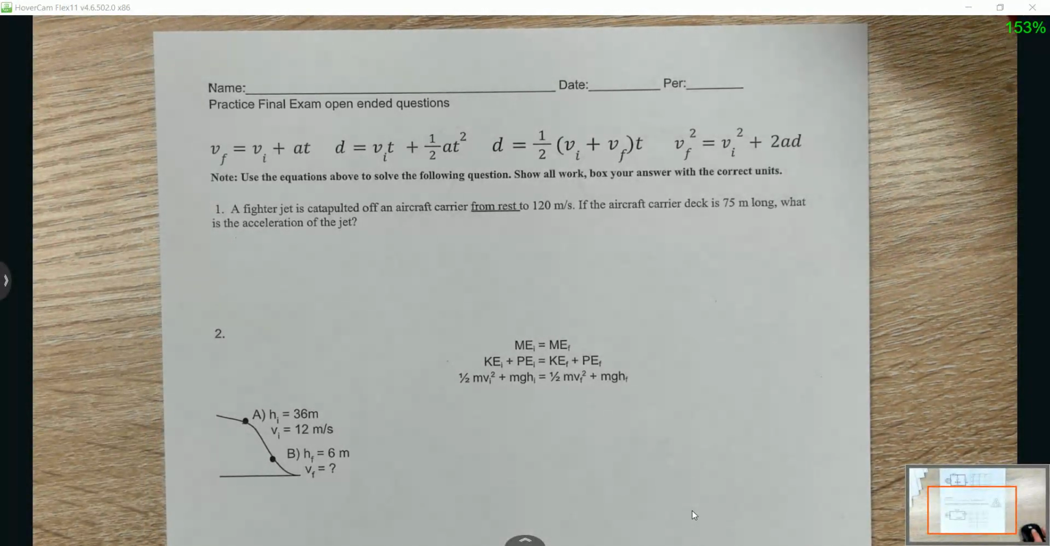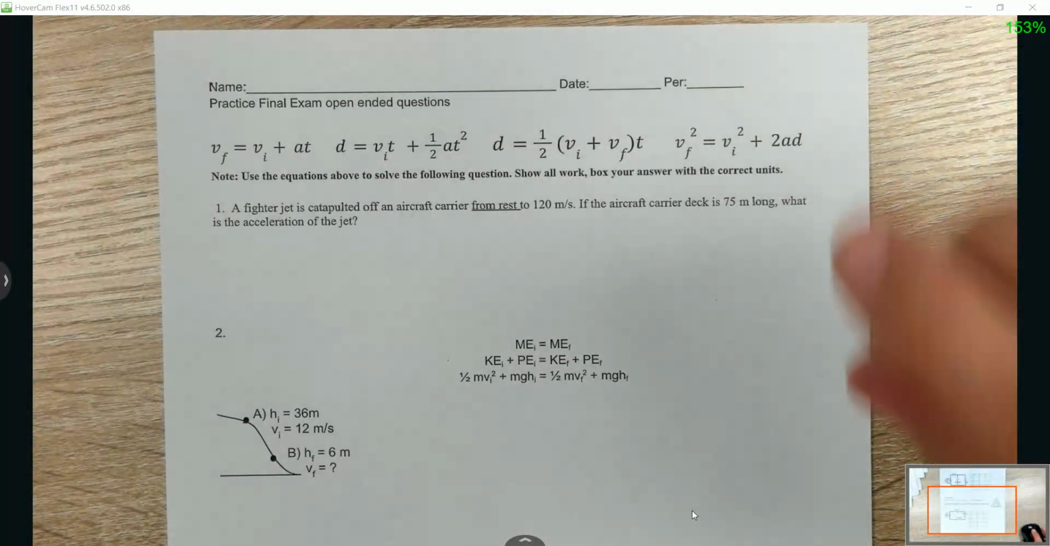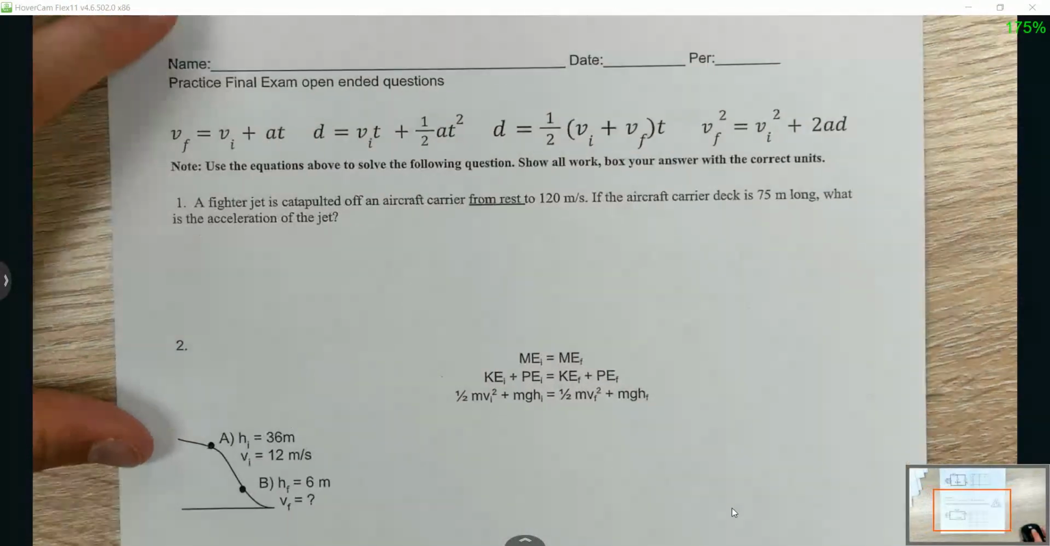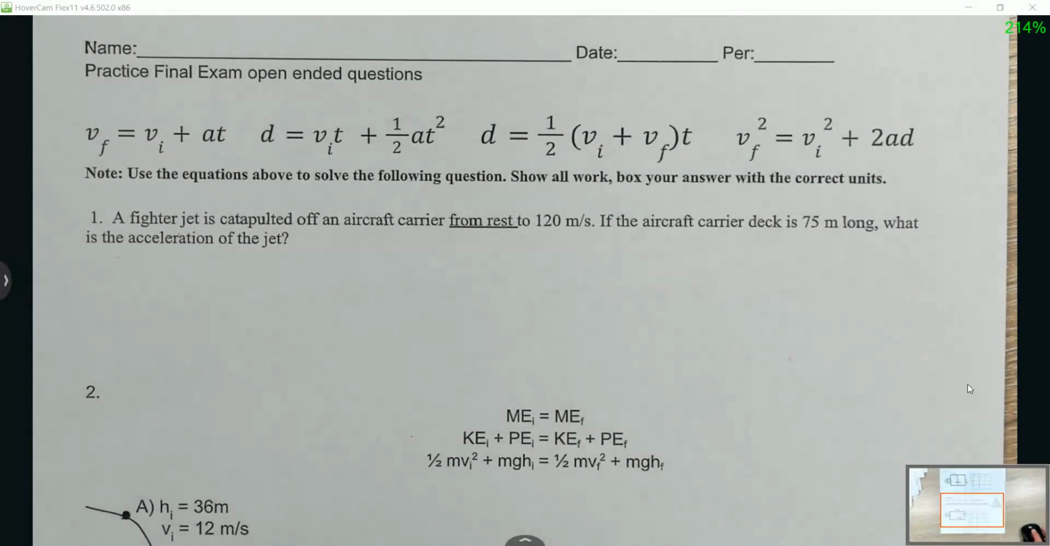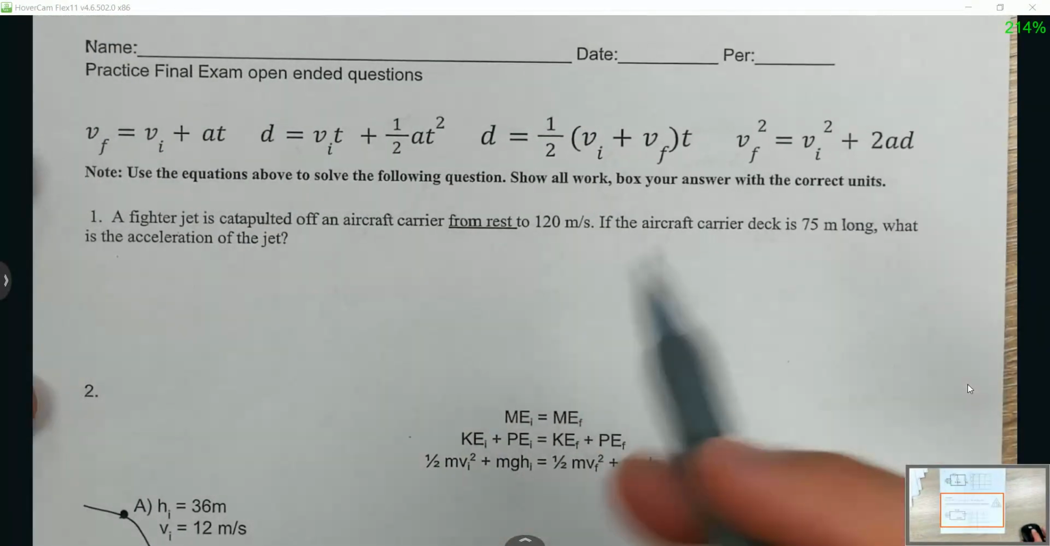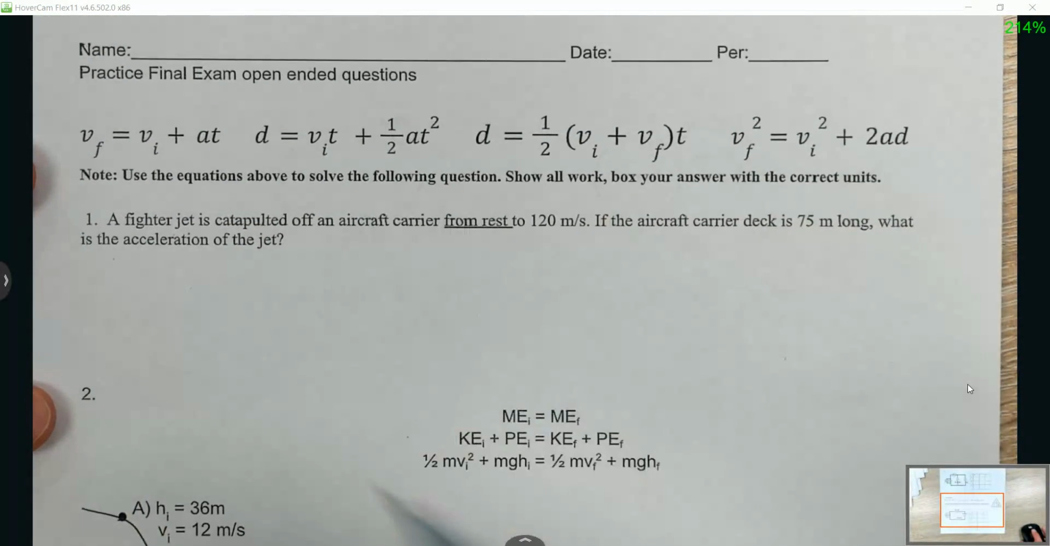All right, so here are our open-ended review questions. So you have this first one here. You have 4 possible kinematic equations to use. You have to figure out which one you need to use. And how do we do that? You got to break down and find all your given pieces of information.